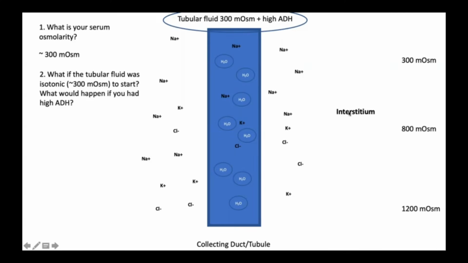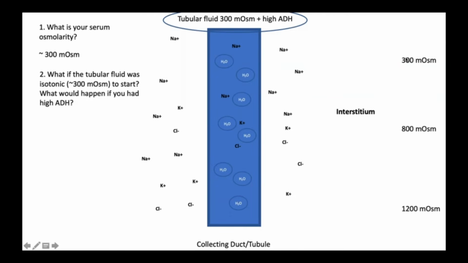Yeah, but remember, why would water move from one compartment to another? If there's a solute gradient. Exactly. Great. So the question is: is there a solute gradient between the tubular fluid and the interstitium? Yes or no? Sorry, can you repeat it? Is there a solute gradient between the interstitium? So the interstitium, right?